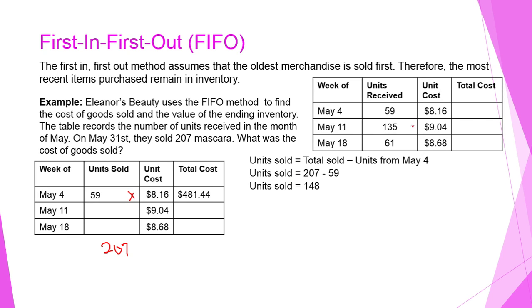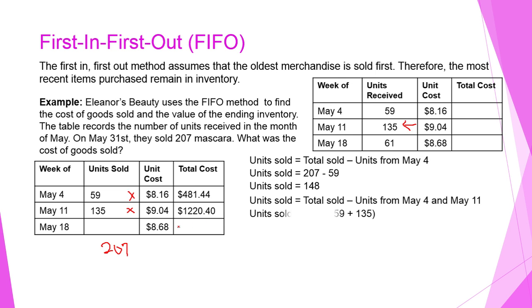So now we look at the second one, May 11th. We received 135, which is less than 148. So that means all 135 that we received, we did sell. We're going to multiply that by $9.04, giving us the cost of $1,220.40.